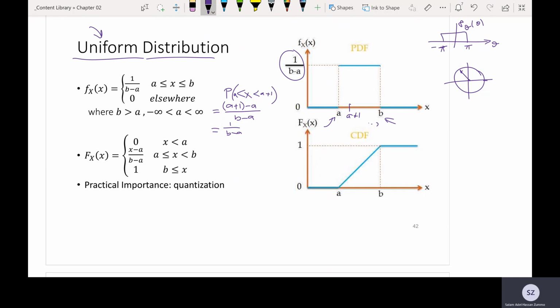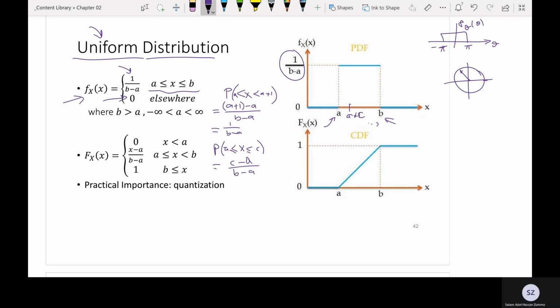Okay, so in general, the probability that X is between A and C, and here in continuous it doesn't matter where the equality is, will be equal to, what did we say? C minus A divided by B minus A. Okay. Now, so basically the PDF looks like this. It's 1 over B minus A for X between A and B, and it's 0 otherwise. This is mathematically the way we write it.